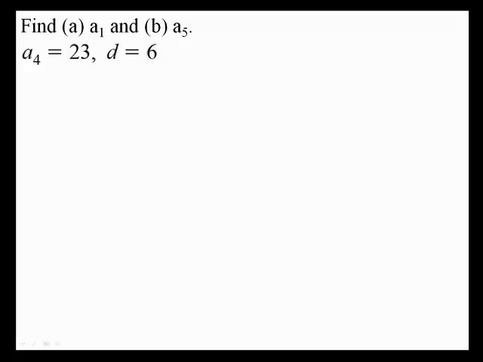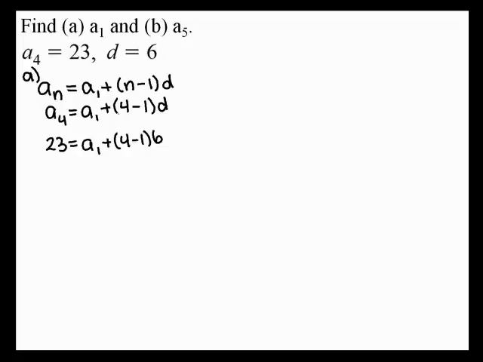Find a sub 1, and b, a sub 5. a sub 4 is equal to 23, and d is equal to 6. Part A. Use a sub n is equal to a sub 1 plus n minus 1 quantity times d. Substitute 4 in for n. Substitute 23 in for a sub 4 and 6 in for d. Simplify 4 minus 1. Simplify 3 times 6. Subtract 18 from both sides. You find that a sub 1 is equal to 5.